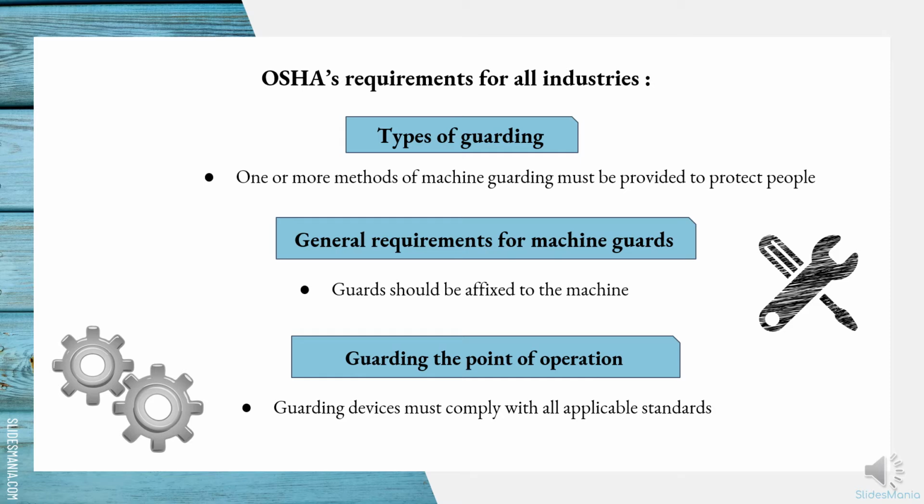The second one, general requirements for machine guards, where the guard should be affixed to the machine and should be secure in the most visible location and mounted away from the machine so that they do not create any hazard themselves. The next requirement is guarding the point of operation at any machine because it might expose a person to injury. During the operating cycle of the machine, the guards must be installed in such a way as to prevent the machine operator from having any dangerous situation.